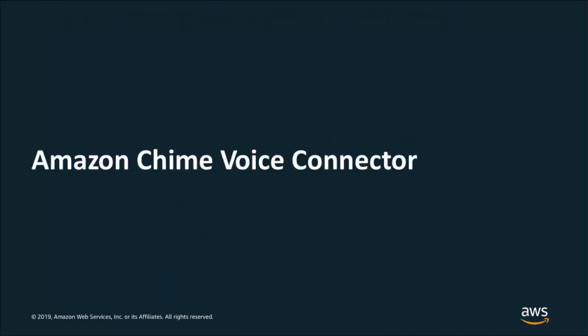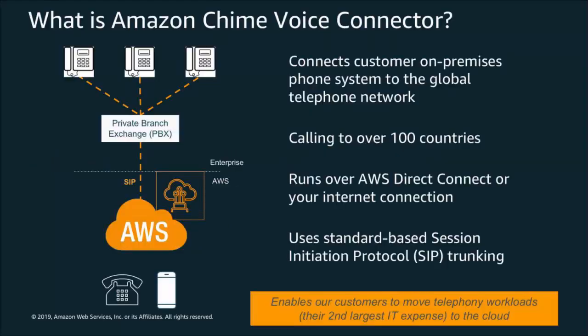Now let's look in more detail at Amazon Chime Voice Connector. What are you able to do with Amazon Chime Voice Connector? Well, this is a service that connects to the customer's on-premise phone system and enables calling to a global telephone network to 100 countries. It runs over the AWS Direct Connect or your internet connection and uses a standards-based Session Initiation Protocol. Our goal here is to enable customers to move their telephony workloads, typically their second largest IT expense, to the cloud.